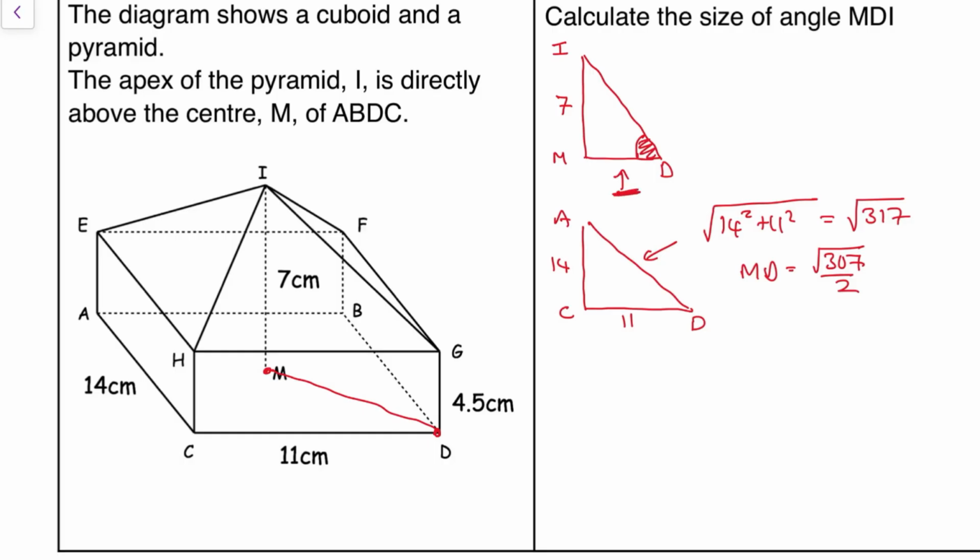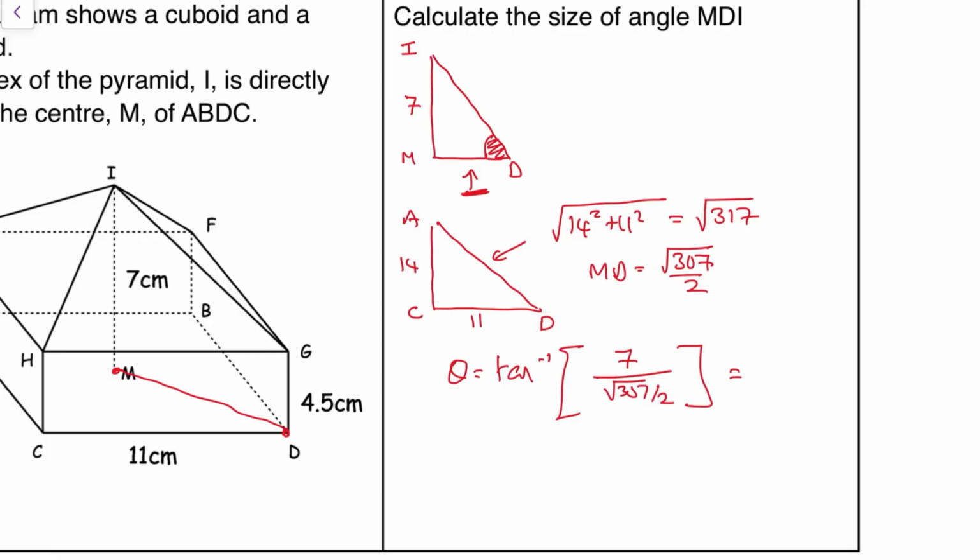So I now know what M to D is, which means that I know that the angle that I want, I'm going to call it theta. So theta is going to be tan minus 1 of the opposite, which is 7, divided by adjacent, which is root 317 over 2. Put that in my calculator and I get 38.2 degrees.